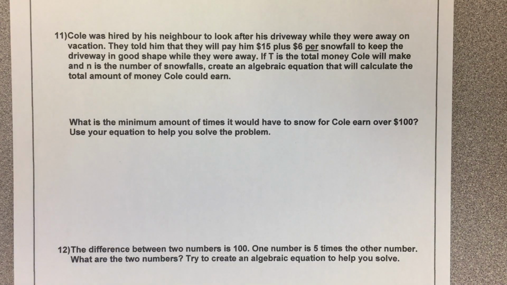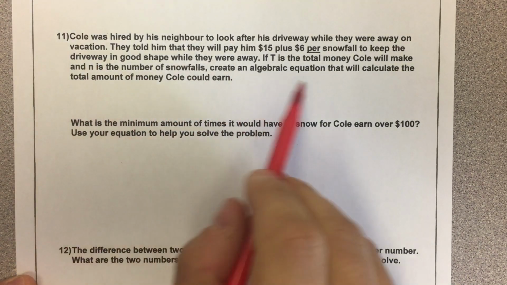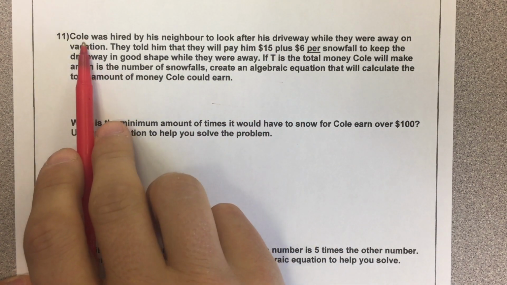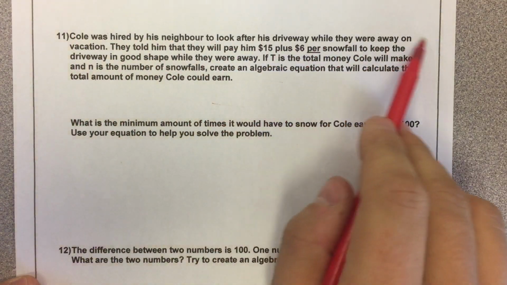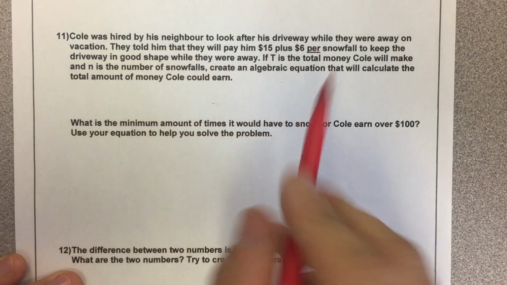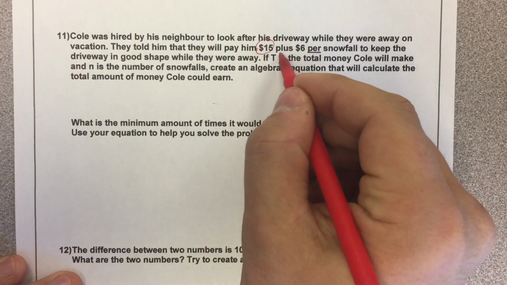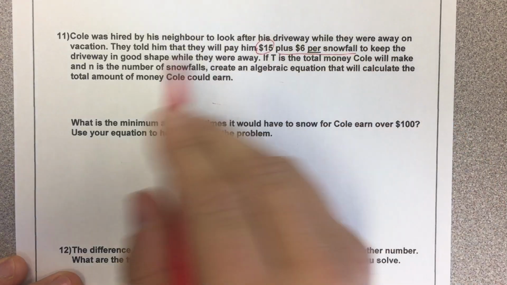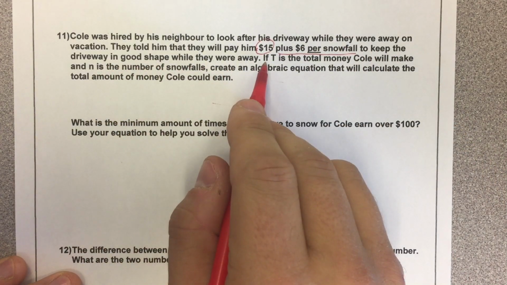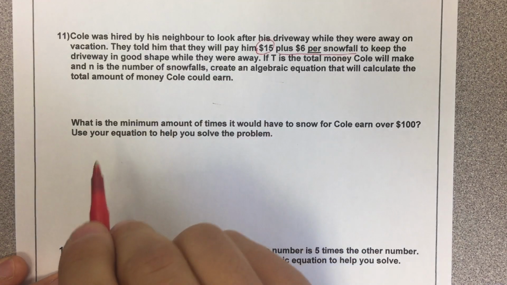Okay, on the last page we have some equations. It's kind of like what we were doing earlier in the unit. So it's asking you to make an equation first. So let's start there. Cole was hired by his neighbor to look after his driveway while they were away on vacation. They told him they will pay him $15 plus $6 per snowfall to keep the driveway in good shape while they were away.